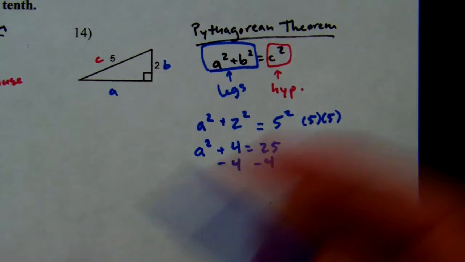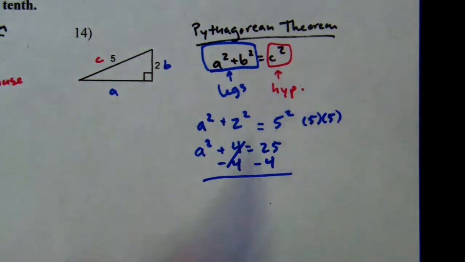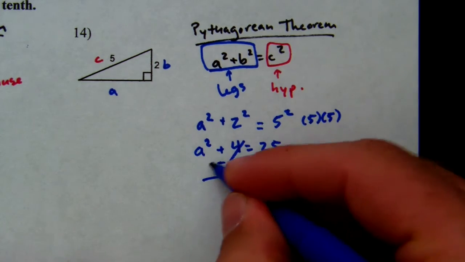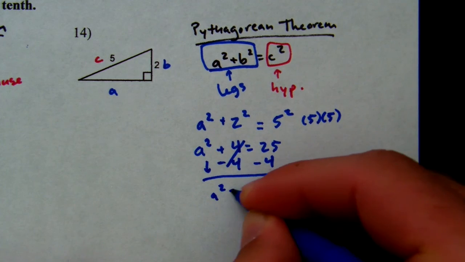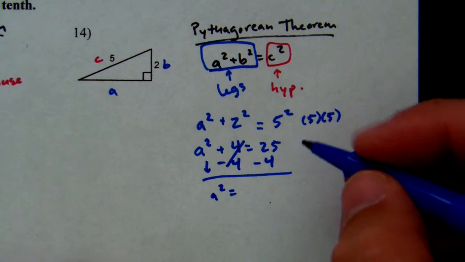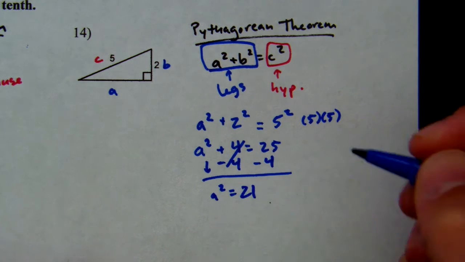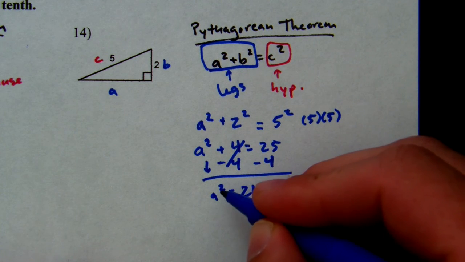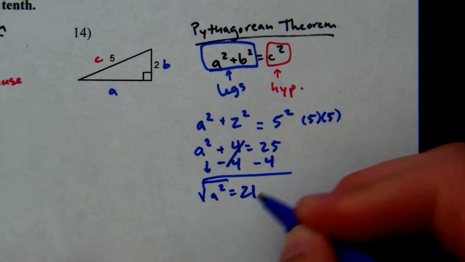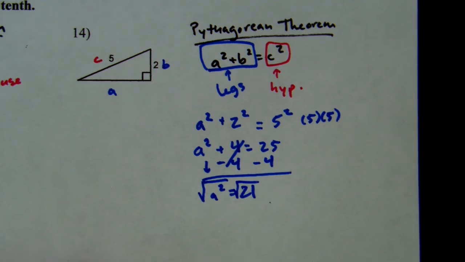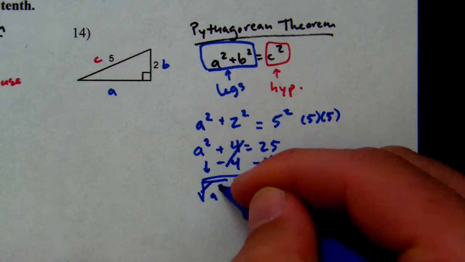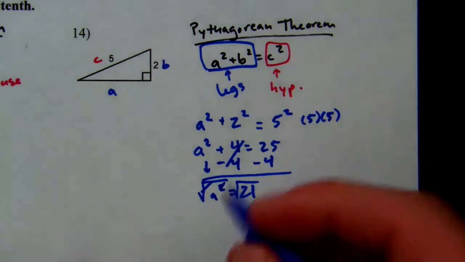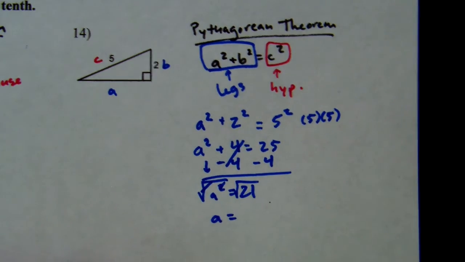Whatever we do to one side, we need to do to the other. 4 minus 4 is 0. So we drop down our A squared. 25 minus 4 is going to be 21. Now, to get A by itself, we have to do the opposite of a square, which is a square root. And whatever we do to one side, we do to the other. So the square root and the square actually cancel each other out. So we're left with A equals the square root of 21.